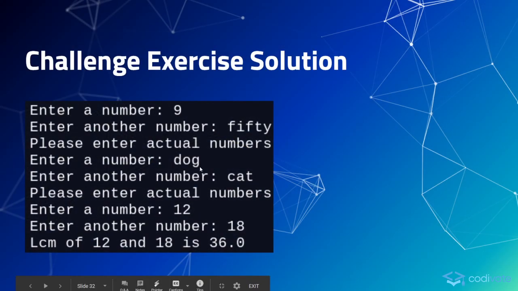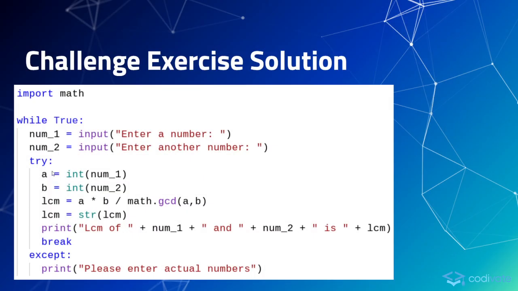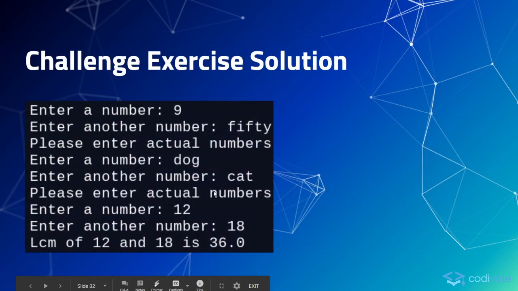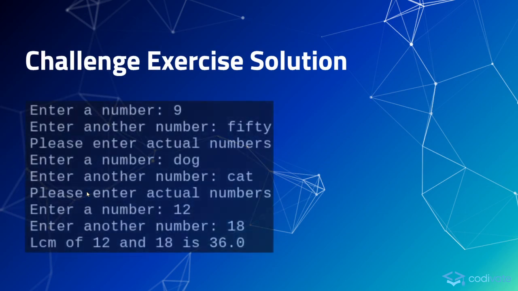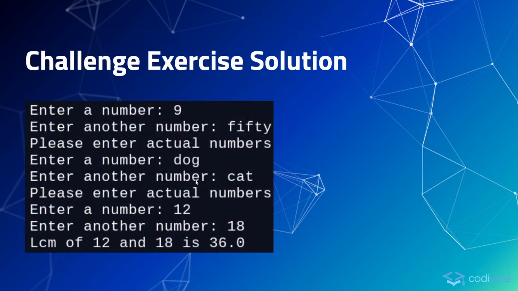This time I enter dog and cat. It gets an error as soon as I try to cast dog to an int. And then I go to the except, and once again we get please enter actual numbers. The last time I do it, I enter 12 and 18. And this time, we're able to execute all of this code correctly and it prints: the LCM of 12 and 18 is 36. And this makes sense because the smallest number that has both of these as factors is indeed 36.